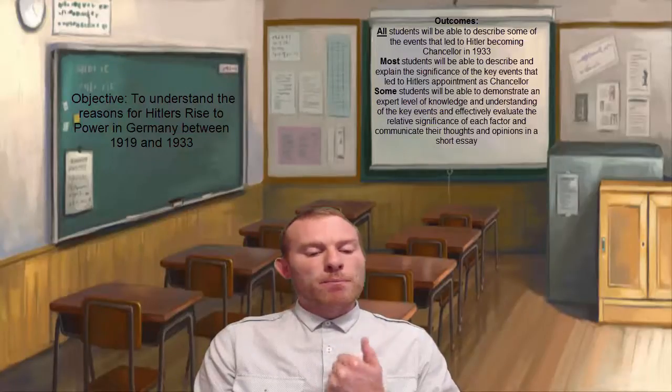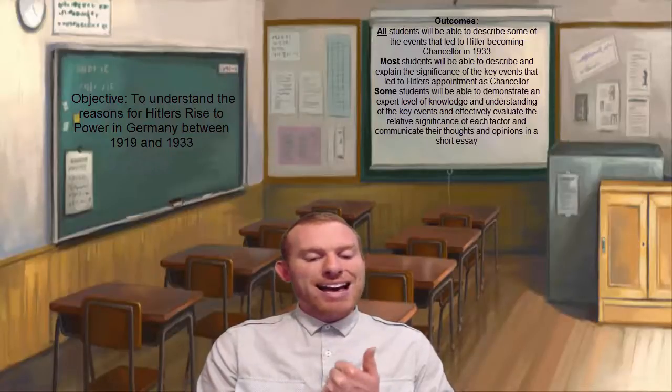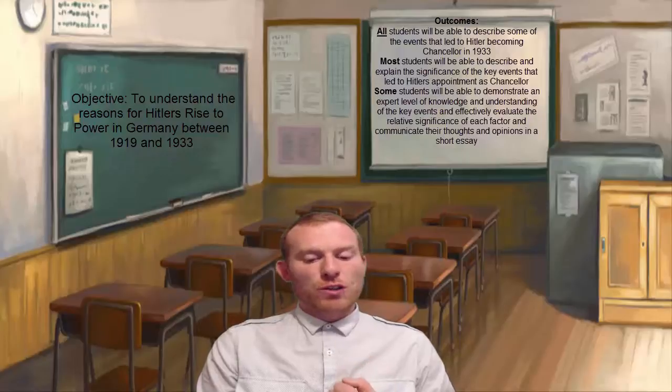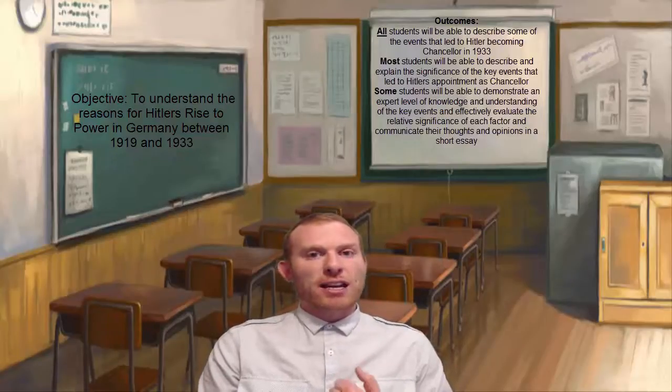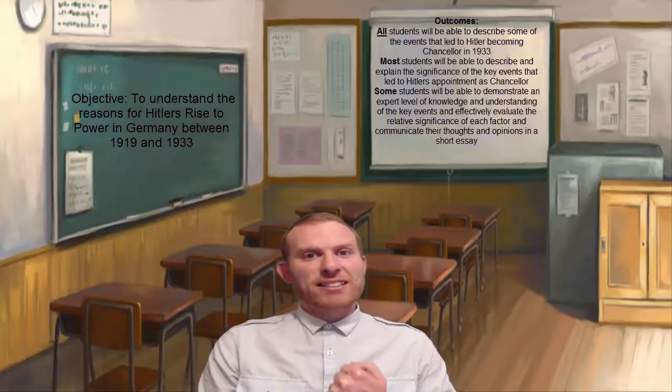The second one is: most students will be able to describe and explain the significance of the key events that led to Hitler's appointment as Chancellor. Most students will be able to compare and contrast the different reasons before coming to a judgment on the most important. And finally, some students will be able to demonstrate an expert knowledge and understanding of the key events. They will be able to effectively evaluate the relative significance of each factor and communicate their thoughts and opinions in a short essay.